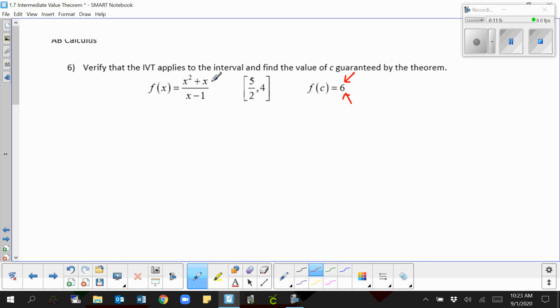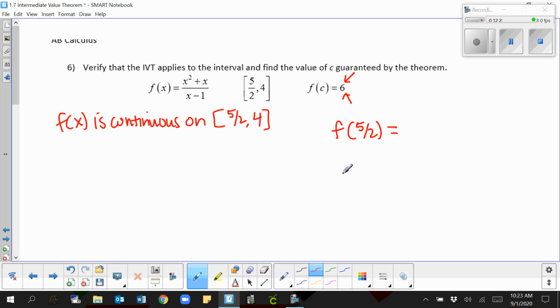So this right here is a rational function. So it's not continuous at x equals 1, but that's not in our interval. So it is continuous on our interval. So I can go ahead and say that f of x is continuous on my interval 5/2 to 4. And now I need to find what f of 5/2 is and what f of 4 is.